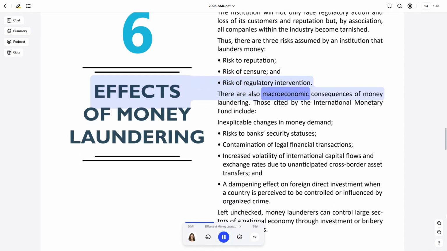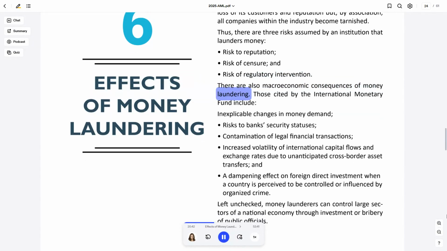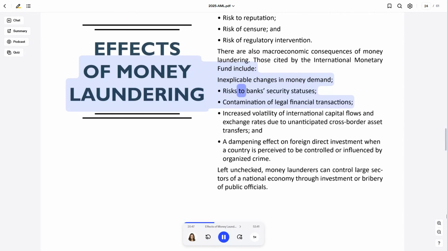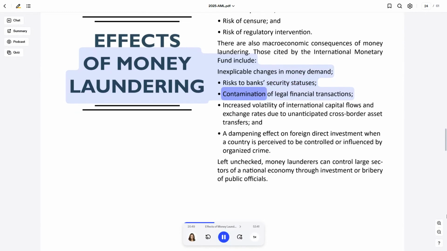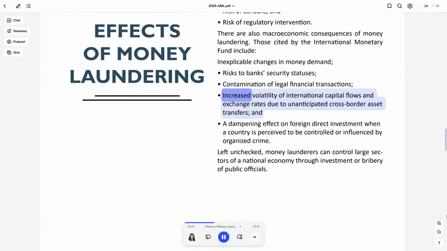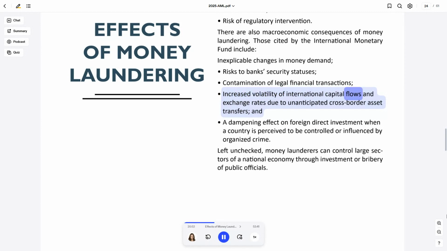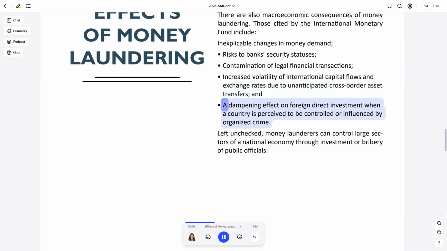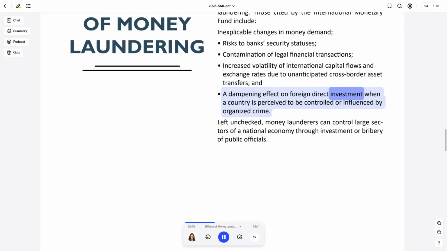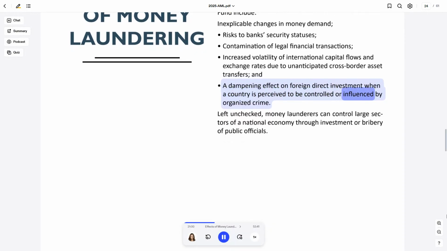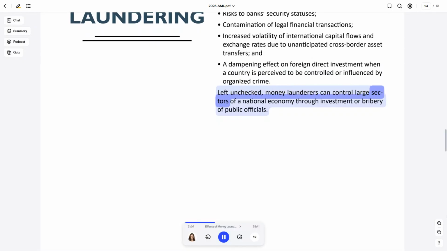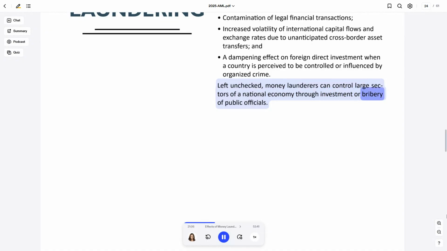There are also macroeconomic consequences of money laundering. Those cited by the International Monetary Fund include inexplicable changes in money demand, risks to banks' security status, contamination of legal financial transactions, increased volatility of international capital flows and exchange rates due to unanticipated cross-border asset transfers, and a dampening effect on foreign direct investment when a country is perceived to be controlled or influenced by organized crime. Left unchecked, money launderers can control large sectors of a national economy through investment or bribery of public officials.